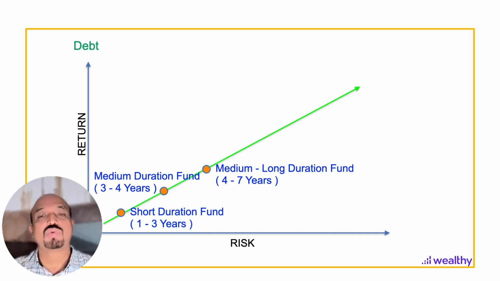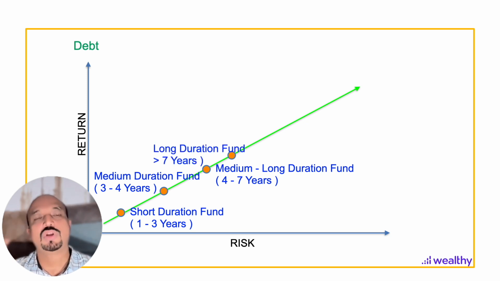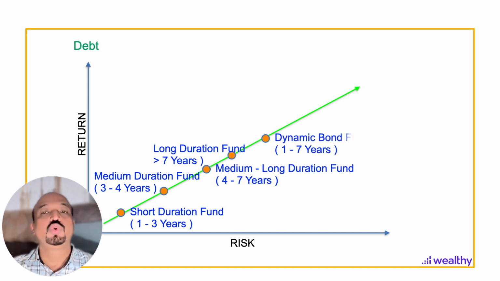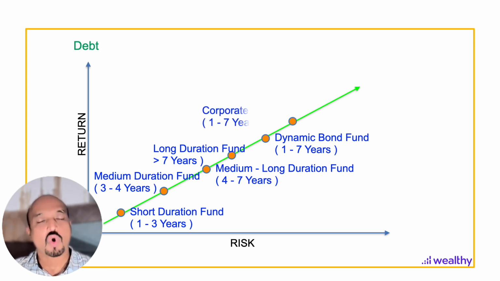Then you have dynamic bond fund. Dynamic bond fund will behave differently during different seasons depending on the interest rate scenario, depending on what the fund manager feels. It could be a short duration fund, sometimes it could behave like a long duration fund in particular timelines. Then you have corporate bond funds, which is also for 1 to 7 years, but the differentiation here is the kind of paper portfolio that the fund manager will hold.